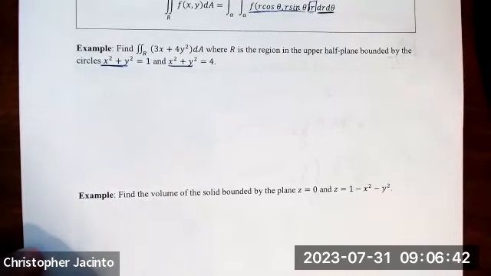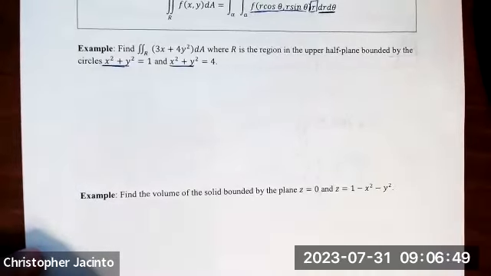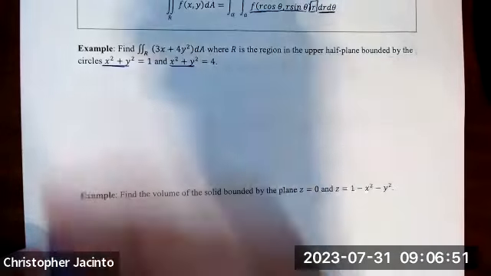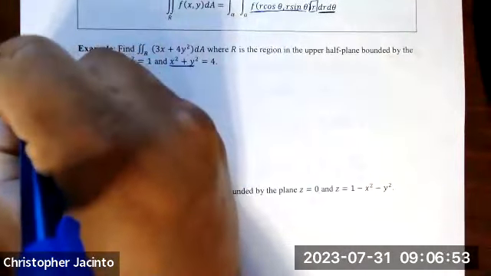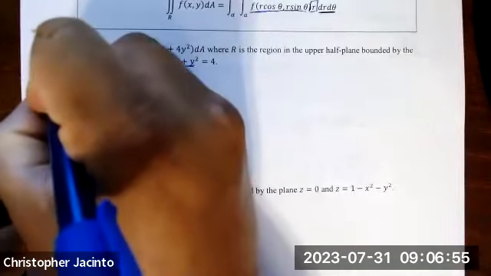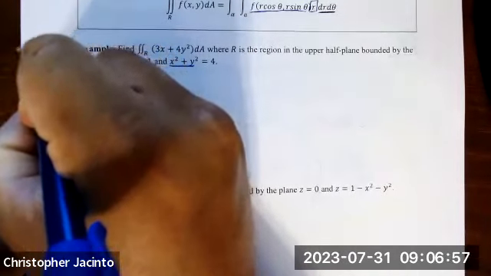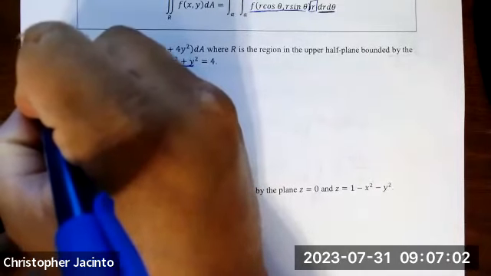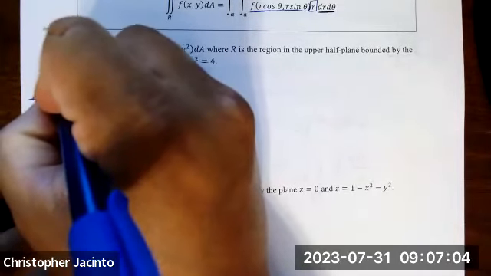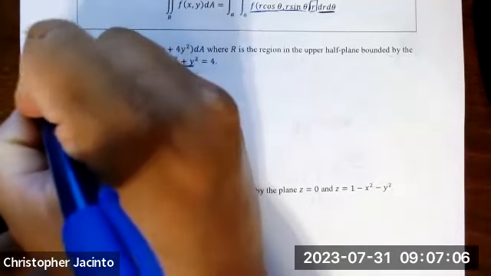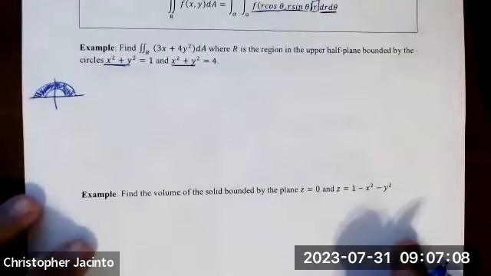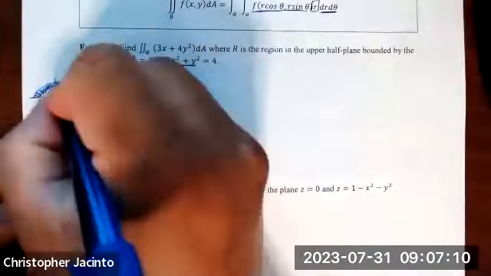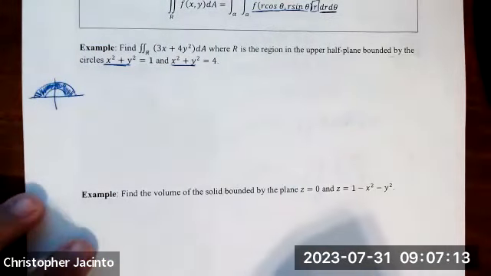Okay. So we're going to find the integral of this area of the upper half bounded by the circles x squared plus y squared equals 1 and x squared plus y squared equals 4. So just a quick sketch of what this technically looks like. So we want to find this right there. So it's just the outer parts of the circles connecting, and it's in the upper half, right? So it's just the upper half there. Okay.